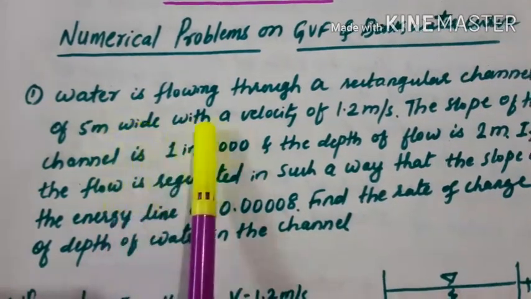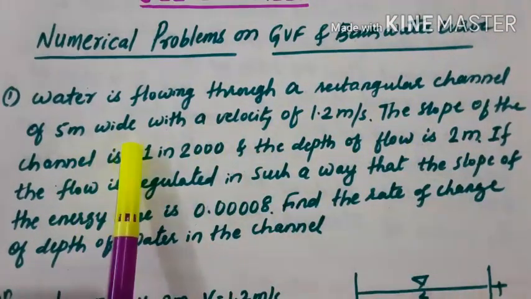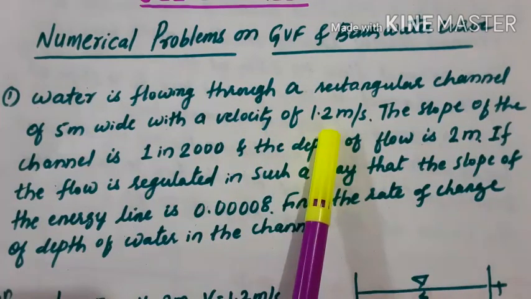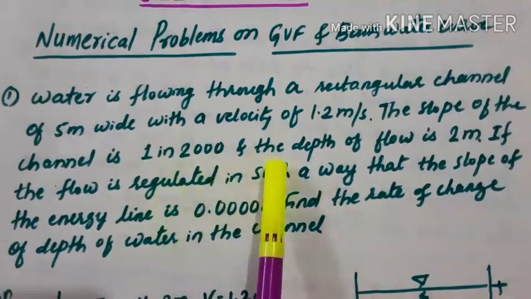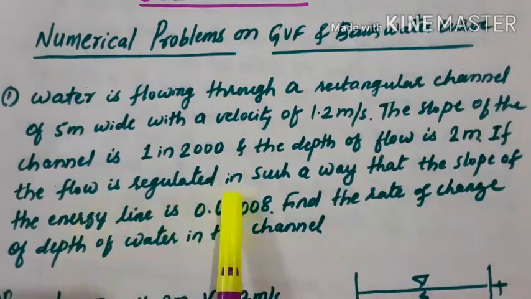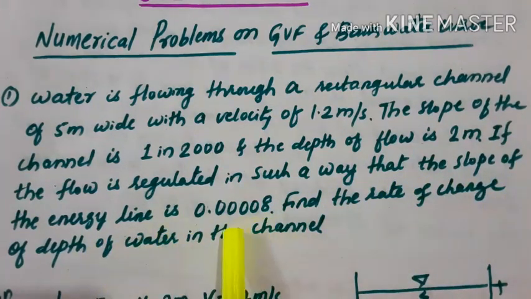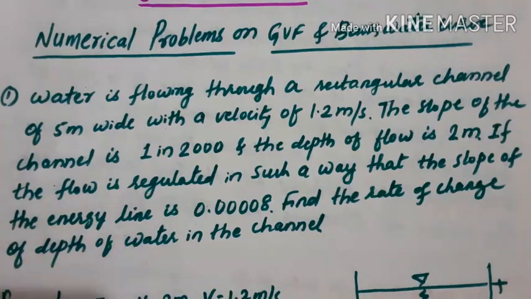The water is flowing through a rectangular channel of 5 meter wide with a velocity of 1.2 meter per second. The slope of the channel is 1 in 2000 and the depth of flow is 2 meter. If the flow is regulated in such a way that the slope of the energy line is 0.0008, find the rate of change of depth of water in the channel.